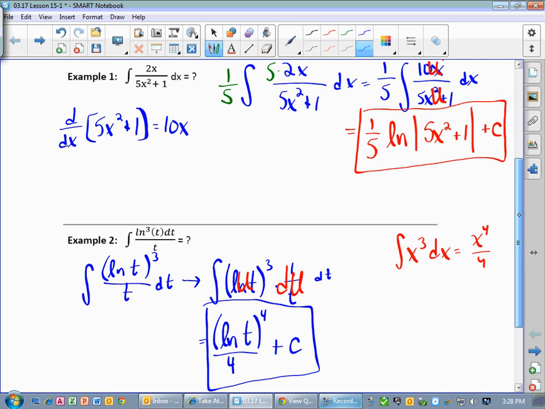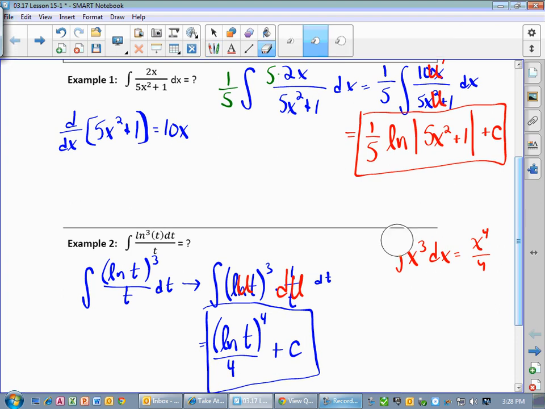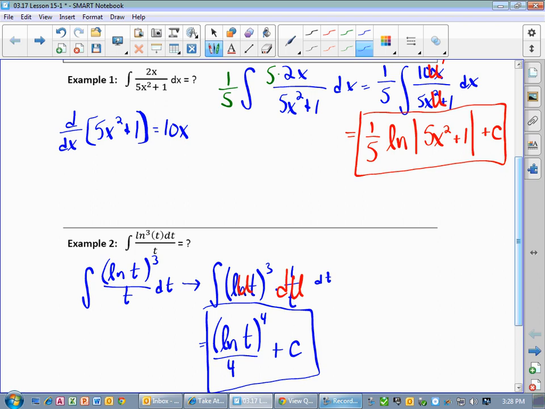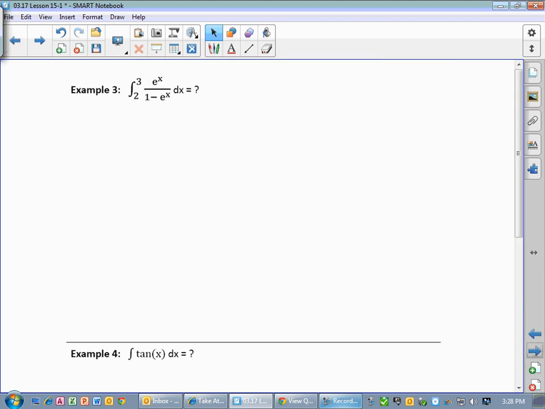Any questions or concerns on these first two examples? You're not sure where I got a number or where something came from? Now's a really good time to ask. No? Good. All right, next example.